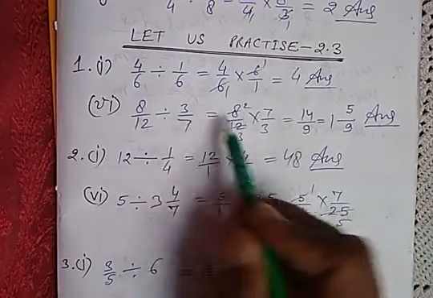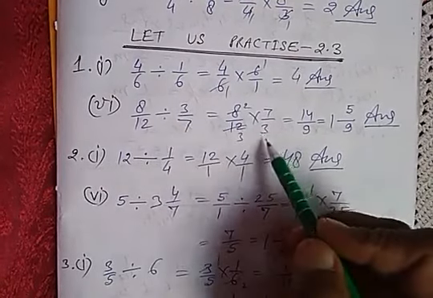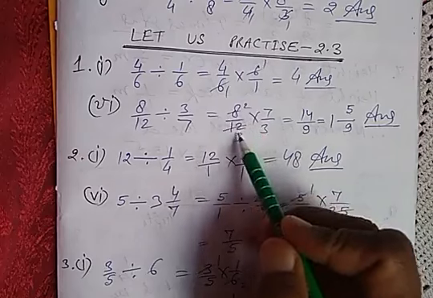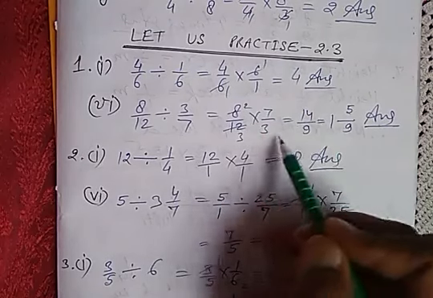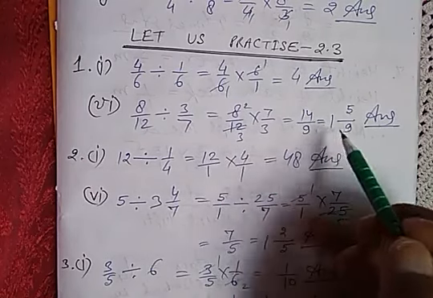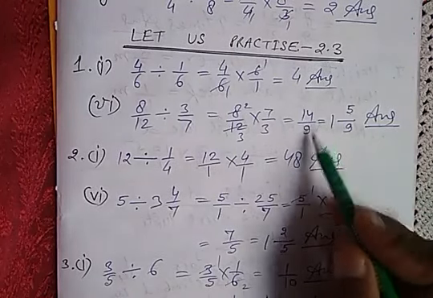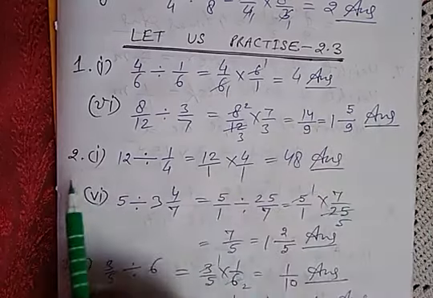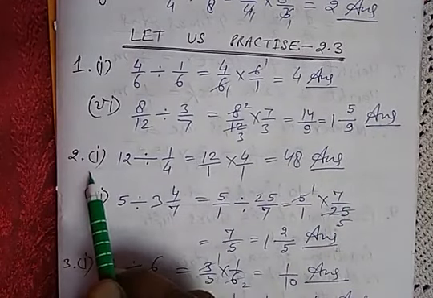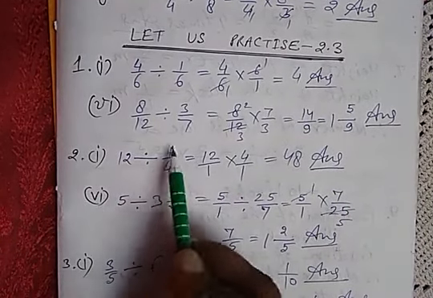12 into 7 upon 3, the reciprocal of this fraction. Dividing by 4, 4 twos are 8, 4 threes are 12, 2 sevens are 14, 3 threes are 9, so 14 upon 9 is equal to 1 whole 5 by 9, as 9 ones are 9 plus 5 gives 14 upon 9. This is the answer. Now, second question, first part, 12 divided by 1 upon 4.